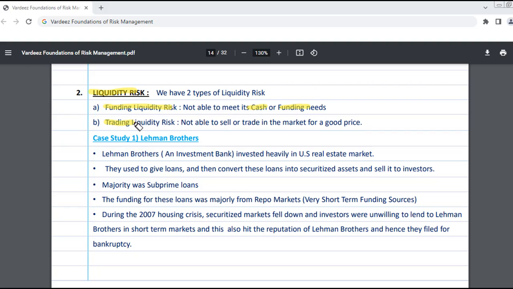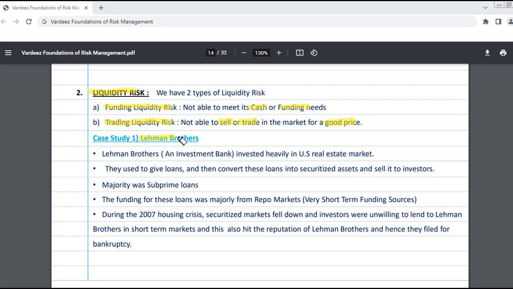And the second one here is the trading liquidity risk. Now this is the risk that you're not able to trade or sell your assets in the market for a good price. Basically, when you don't have cash in a firm and then you try to sell your assets or probably stocks, and then you have to sell at a cheap or a discounted price, that risk is referred to as trading liquidity risk. Okay, let's look at the case study.